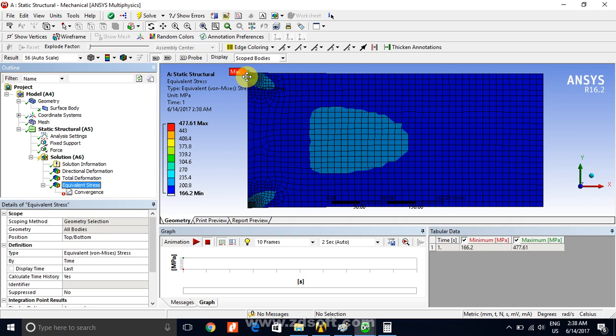What is the reason? Because at these 2 points a singularity has been created. What is a singularity? Mathematically, a singular point or region in any body is the location where the stress is infinite.